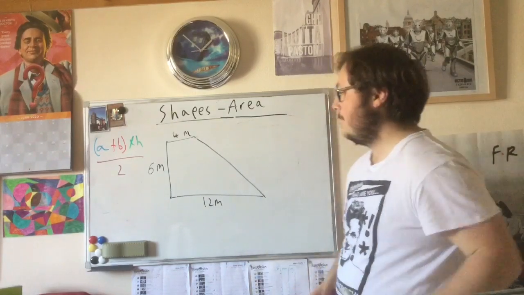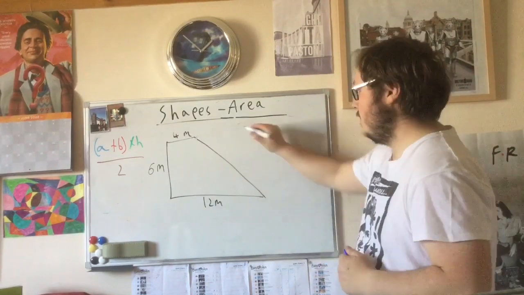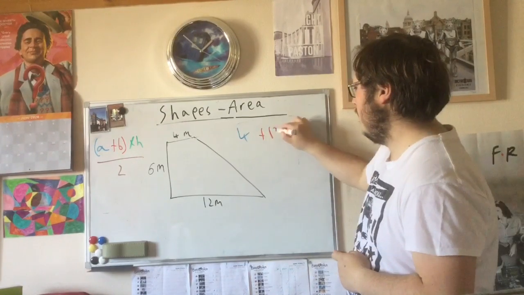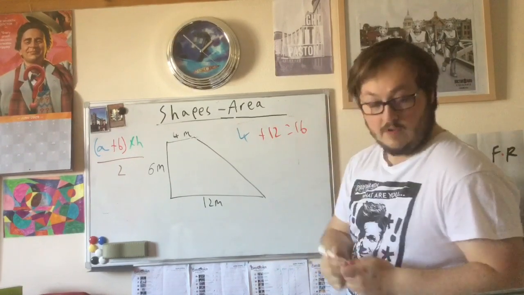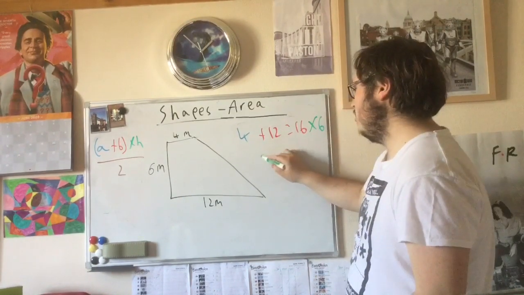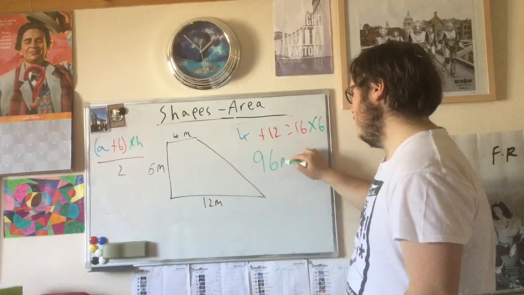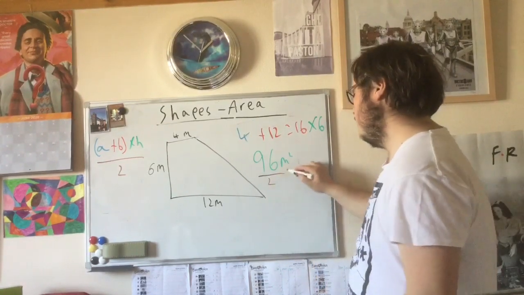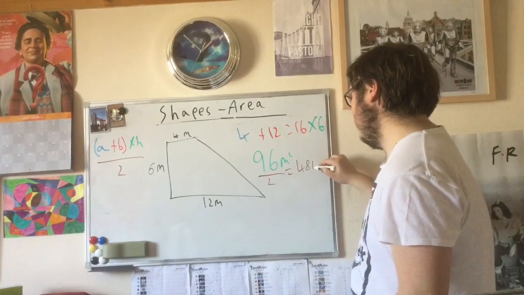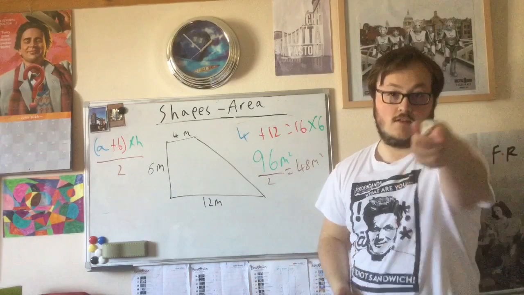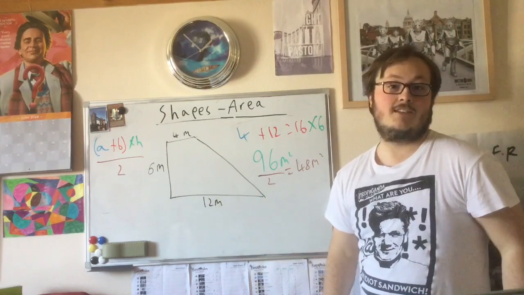So let's do it. We do our 12 and our 4, so we do 4 plus 12 gets you 16. Then what do you do? We multiply it by the height, so multiply that by 6, which gets you 96 meters squared. Then what do you do? You divide that answer by 2, so you get 48 meters squared. And that's how you find the area of a trapezium.